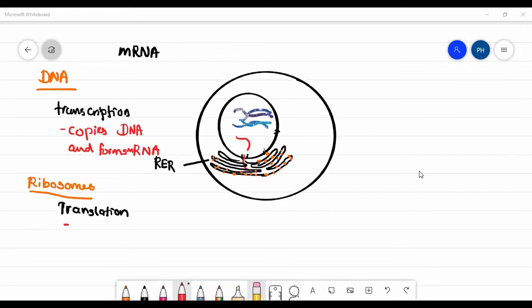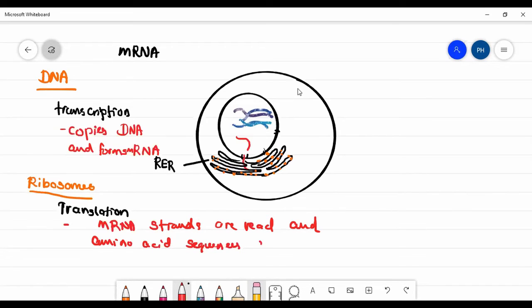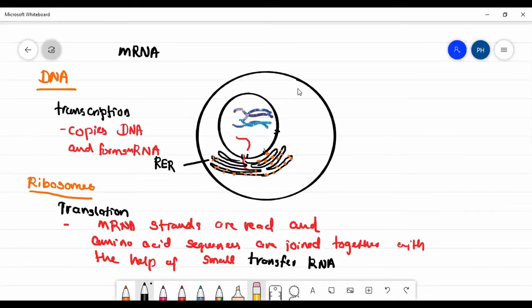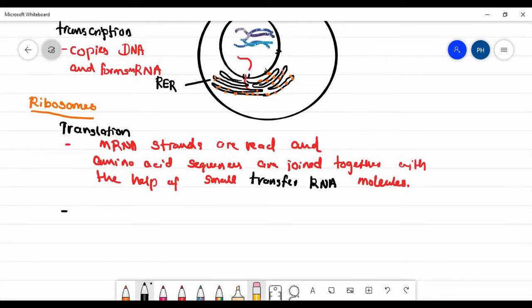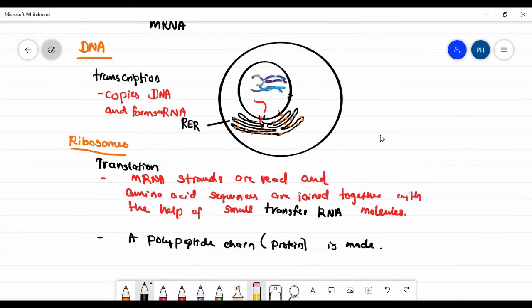Yes. Now, in the ribosomes, these mRNA strands are translated. The strands are read and amino acid sequences are joined together with the help of small transfer RNA molecules, we call tRNA molecules. Translation. So as a result, a polypeptide chain, you can simply call this the protein, is made.